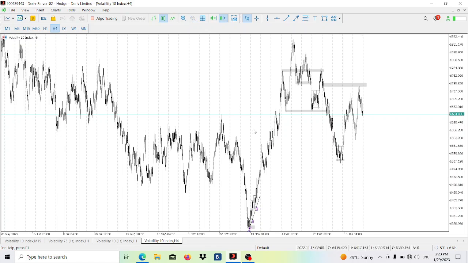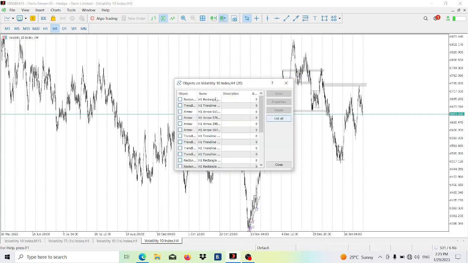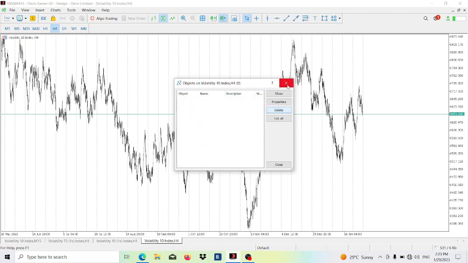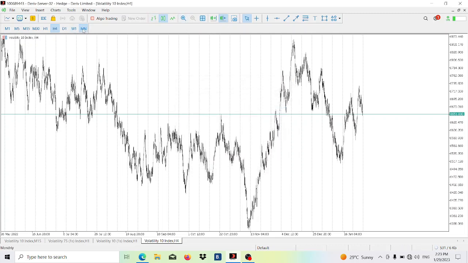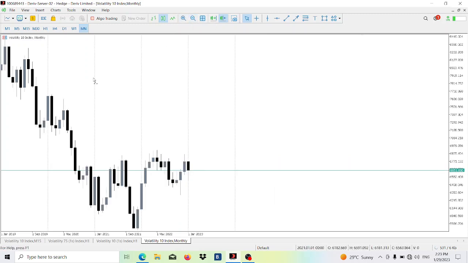Okay, guys. Now let's touch upon what are points of interest and order blocks. I'll start on a monthly chart. On a monthly chart, what is an order block? An order block is an institutional candle that is the source of either buying power or selling power in the market. What do I mean by that? I mean to say that this is an institutional candlestick.